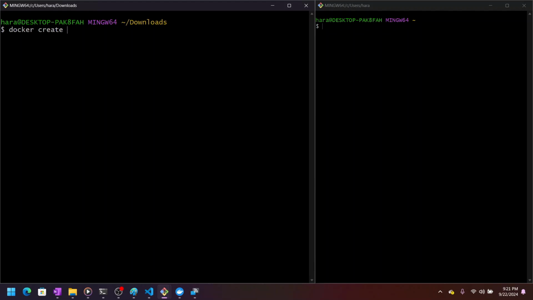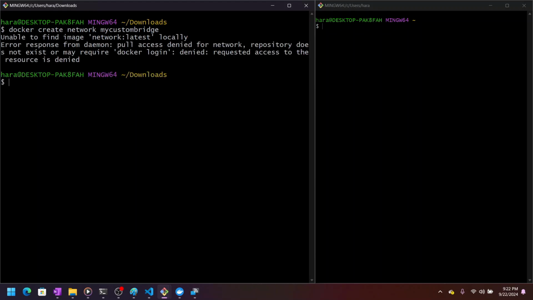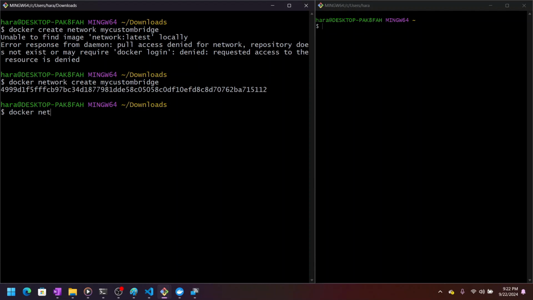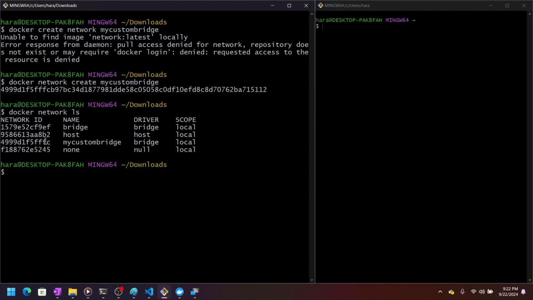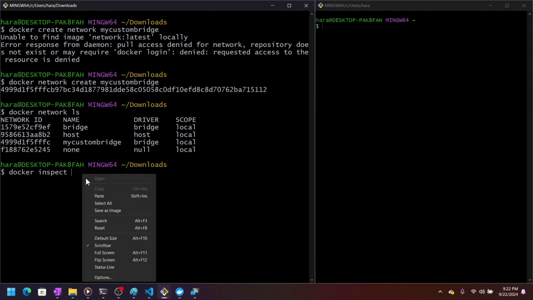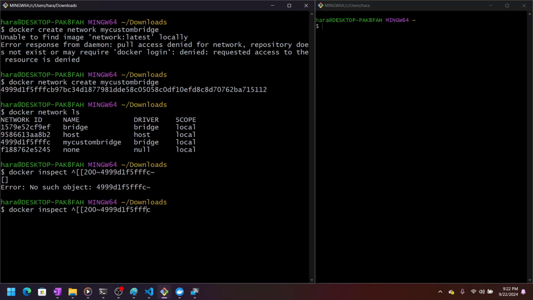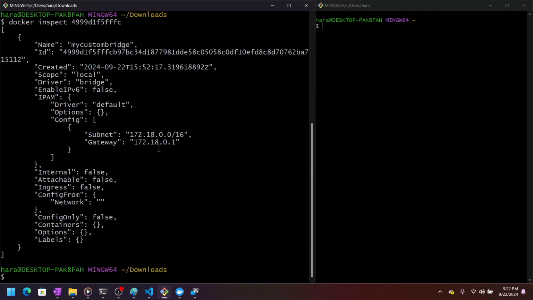Docker network create my custom bridge. I guess I did something wrong. It would have been docker network create. So I've created it. Let's see, docker network ls. Yes, you can see it is the bridge driver, and let's inspect this. You can see it got 172.18.0.0/16.